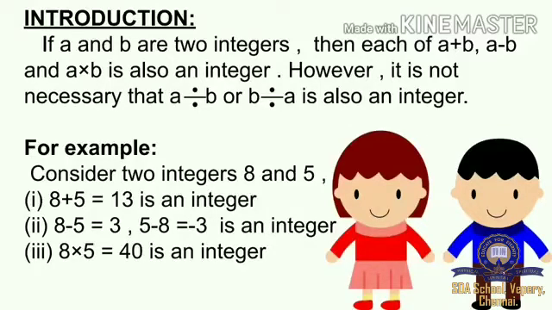Consider two integers, 8 and 5. If we add 8 plus 5, the answer will be 13. 13 is an integer, right? And if we subtract 8 minus 5 or 5 minus 8, the answer will be 3 and minus 3. This is also an integer. If we multiply 8 into 5 or 5 into 8, the answer will be 40. 40 is also an integer.